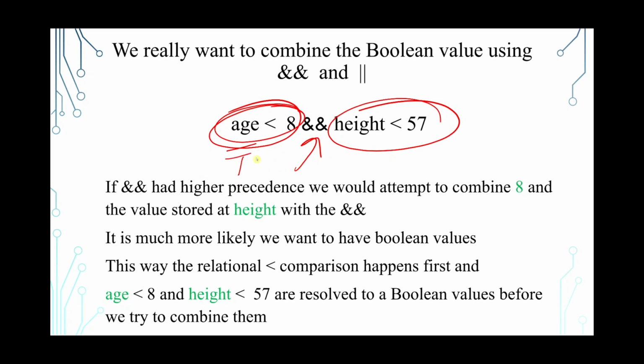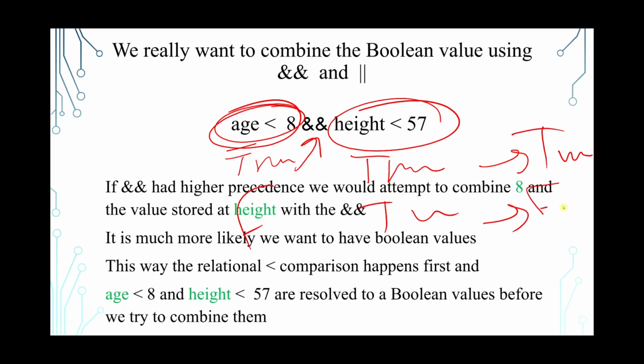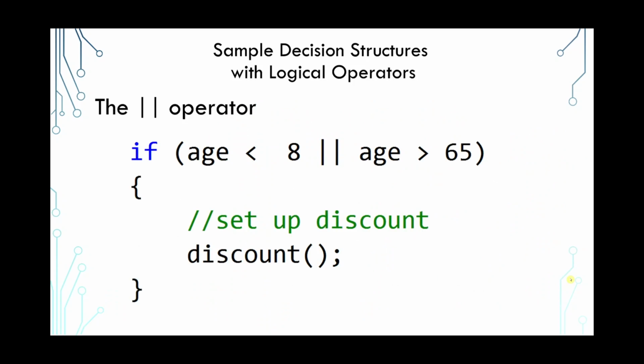Like this one, for example, true and true, the final result is true. True and false, the final result is false. False and true, that is false. False and false, that is false, right? This is how you do things with the logical AND and the logical OR.